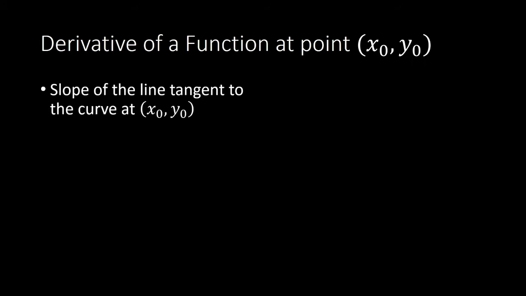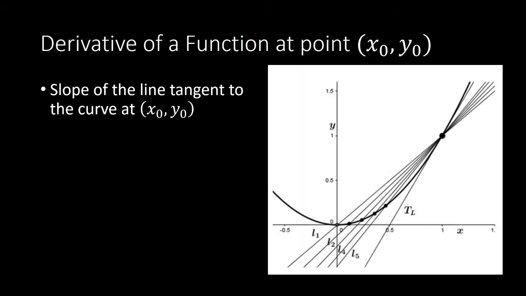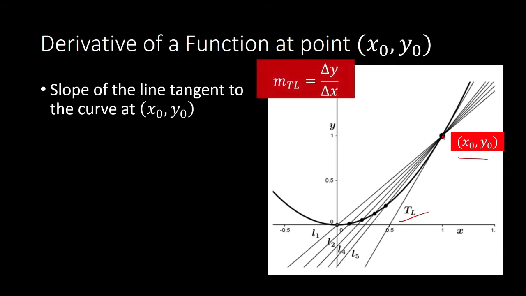The derivative of a function at point x sub 0, y sub 0. So the derivative of the function at that point is the slope of the line that is tangent to the curve at x sub 0, y sub 0. Let's say, for example, this is our tangent line, and that is the point of tangency, and its coordinates are x sub 0, y sub 0. The derivative of that function at x sub 0, y sub 0 is the slope of that tangent line. m sub TL is equal to change in y over change in x.